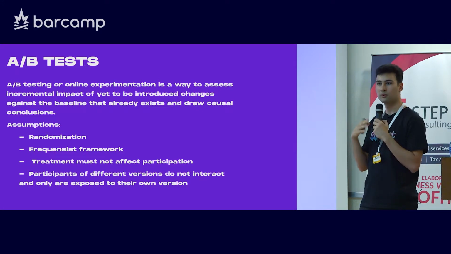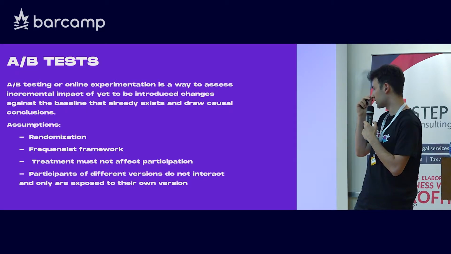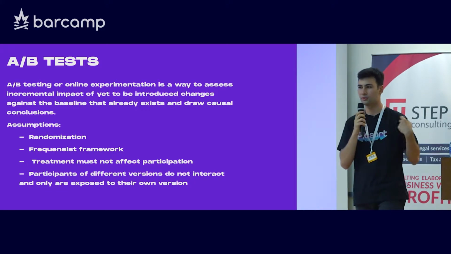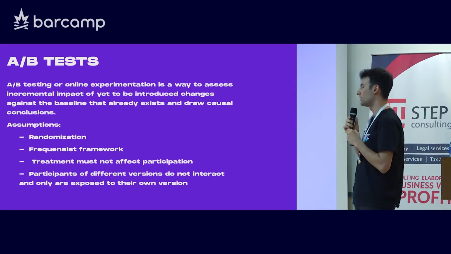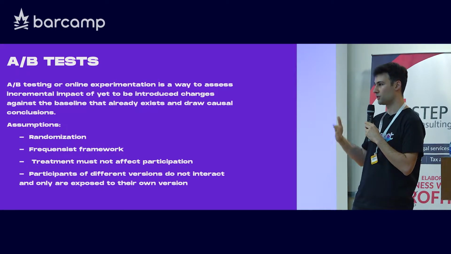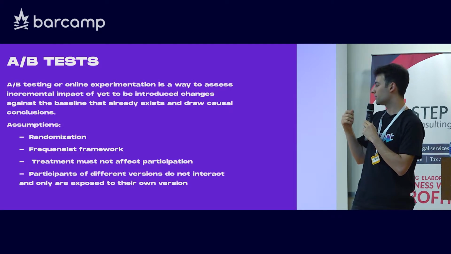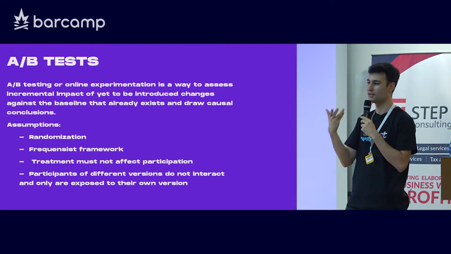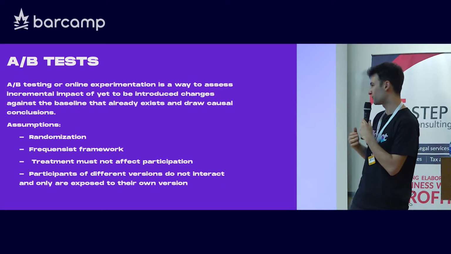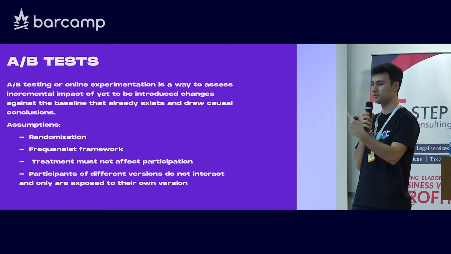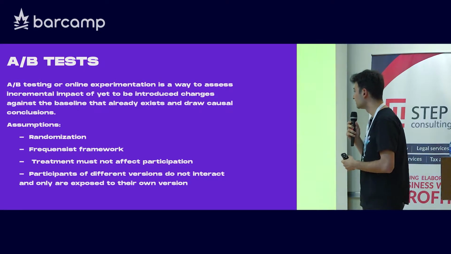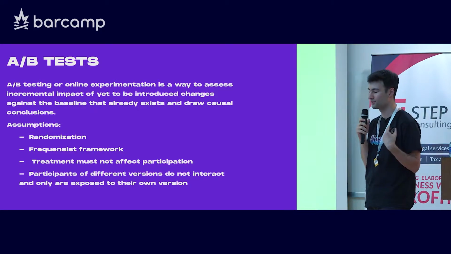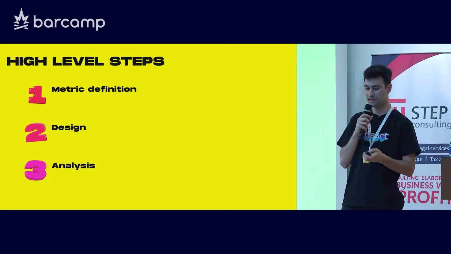We are also going to assume that we are working within a certain set of assumptions in terms of our scientific method, which is the frequentist framework, which I will introduce in future. We also assume that the treatment does not affect participation, which means your choice to see the new product is not because of the treatment; it should be the same distribution across both groups. We also believe that participants cannot see other versions and they do not interact with each other. The rough structure of this presentation is as follows: we will start from metric definitions, the design of experiments, and the analysis.